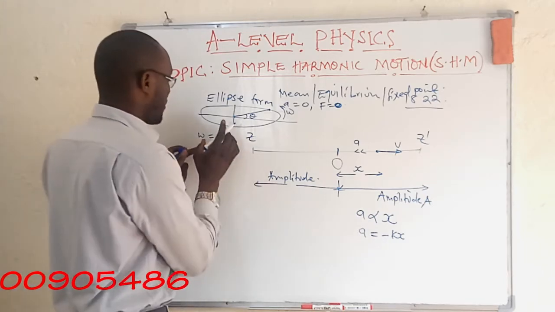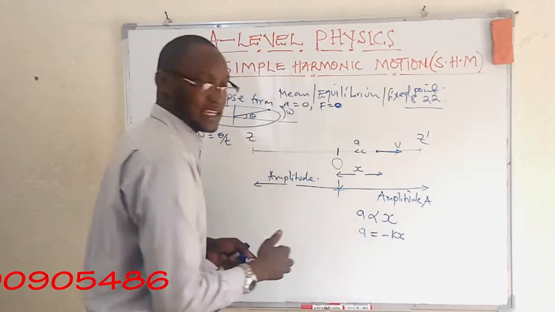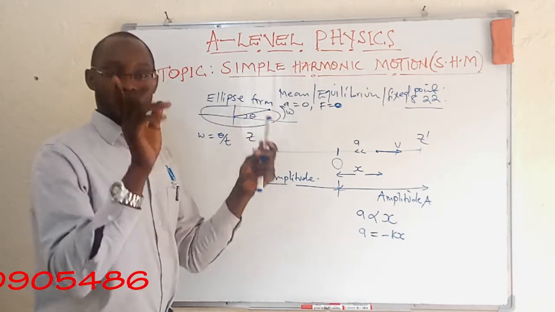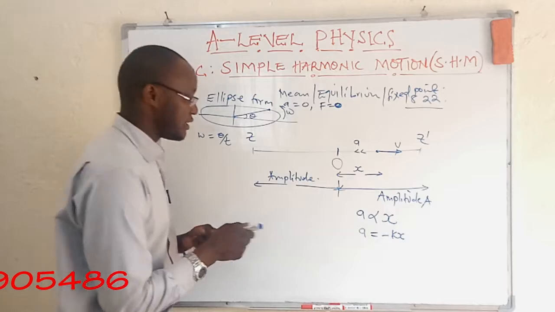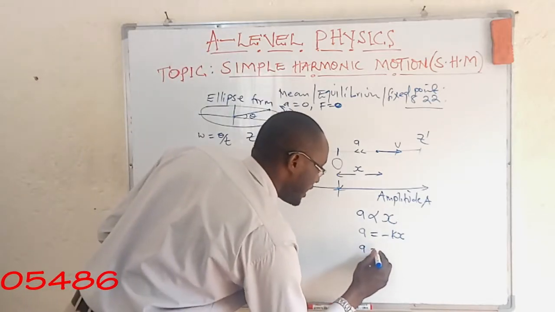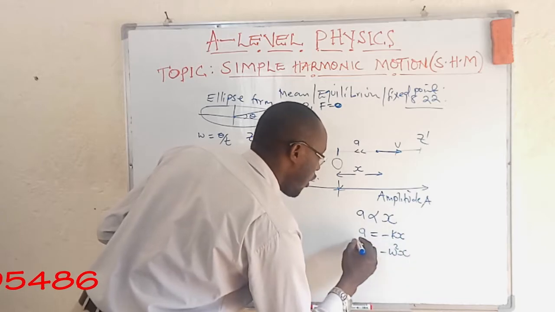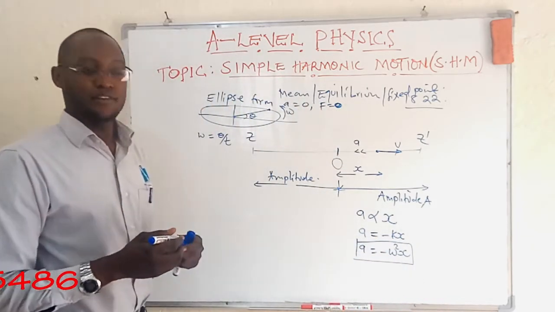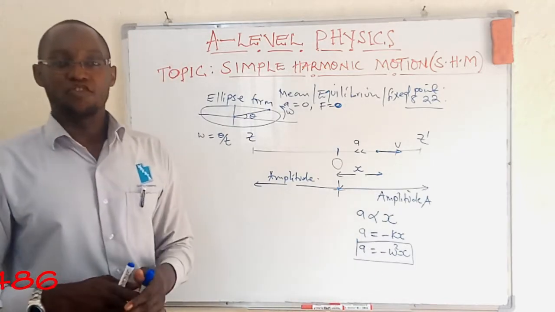So we need to talk about angular frequency. It was discovered that the constant k is the angular frequency squared. It is the square of the angular frequency. So we finally get a as negative omega squared x, where omega is the angular frequency. So we are coming to all this. This has been just an introduction.